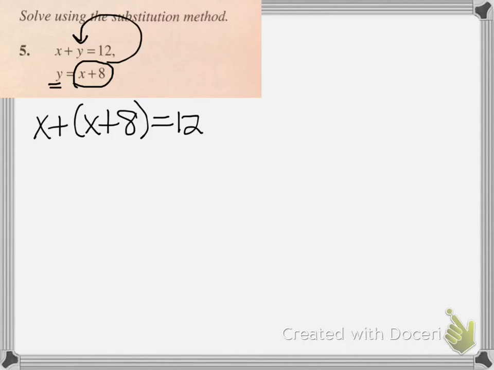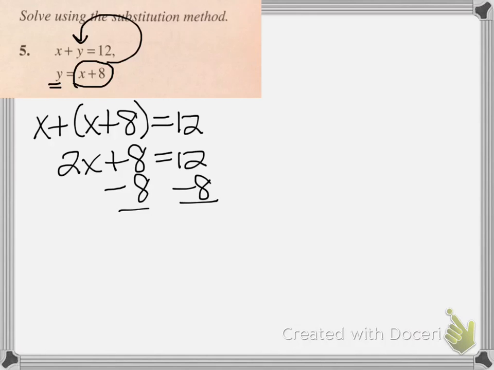What this does is it gives me a single equation with one variable, and if there's only one variable, I can solve it. The parentheses in this situation don't really mean anything. I'm just showing you the group x plus 8. So all I have to do is combine like terms. So x and x is 2x. And now I just solve for x. And it looks like that x is going to end up being 2.